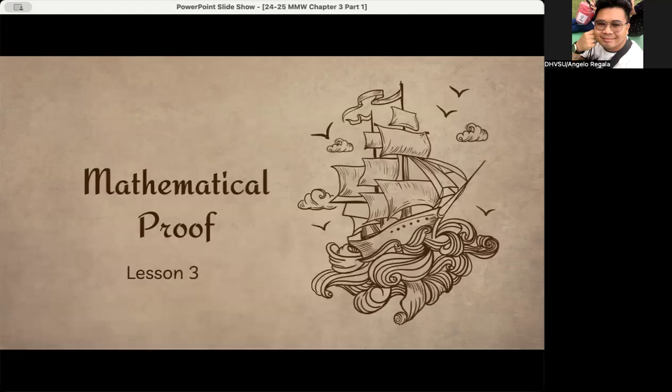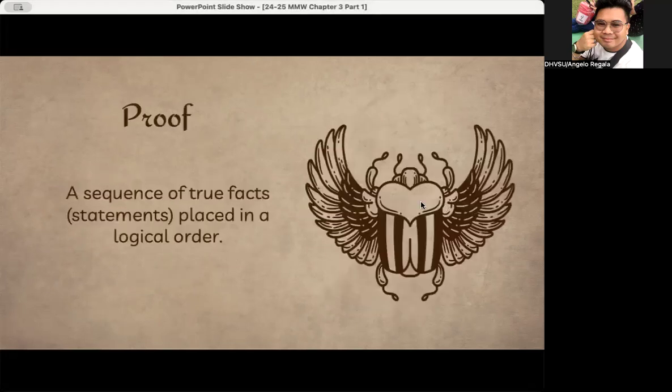Now, mathematical proof. Okay? So, one way to solve problems is making a proof. Okay? So, a proof is a sequence of true facts. Okay? So, statements placed in a logical order. Okay? So, these are already proven. So, pwede na natin siyang magamit.